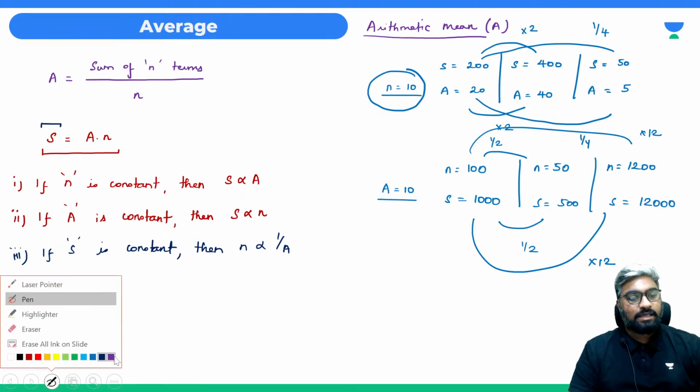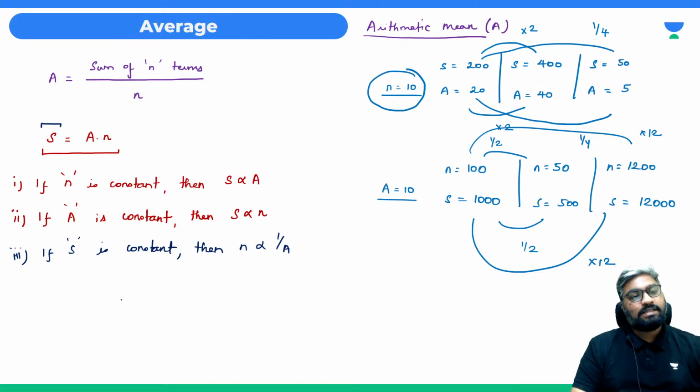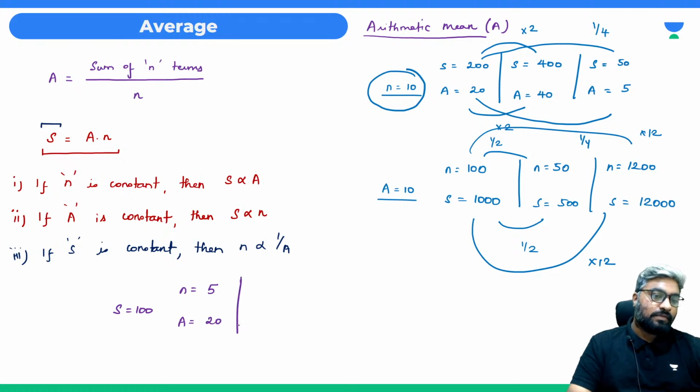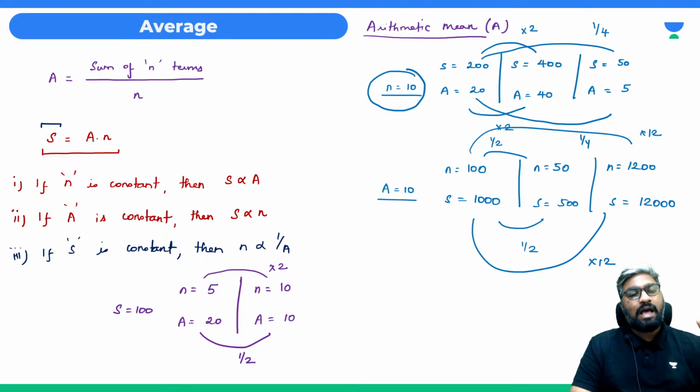एक एग्जाम्पल लेते हैं इसका भी. लेट्स से सम अपना हमेशा 100 रहना, ठीक है? इफ द नंबर ऑफ टर्म्स इज 5, देन द एवरेज बिकम्स व्हाट? 100 by 5, 20, है ना? नाउ इफ द नंबर ऑफ टर्म्स बिकम्स 10, मतलब क्या हो रहा है? नंबर ऑफ टर्म्स अगर डबल हो रहा है तो एवरेज क्या हो रहा है? हाफ हो रहा है. देखो, 100 by 10, 10, एवरेज हाफ हो गया. नंबर ऑफ टर्म्स डबल हुआ, एवरेज हाफ हो गया.